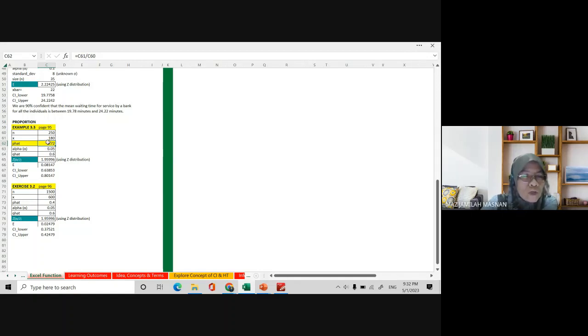If you want to have your Q hat automatically calculated for you, you can just use the formula 1 minus your P hat. Automatically you get your Q hat. Now, what about your Z alpha? Your Z alpha, construct a 90%. So you are talking about 90%, your alpha is 0.10.